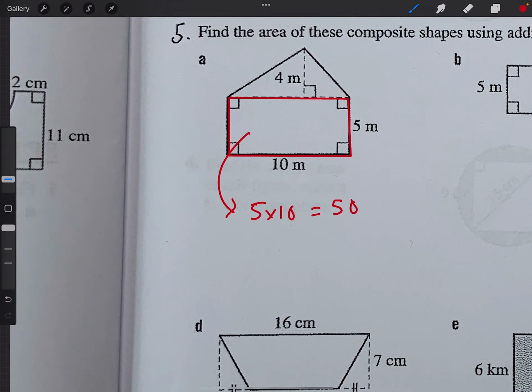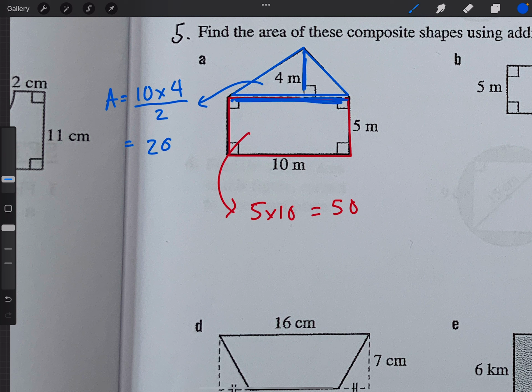The area of the triangle is equal to base, which is the 10. This is 10 units long, so 10 times the height, which is 4, and then divided by 2 because it's a triangle. Now 10 times 4 is 40. 40 divided by 2 is 20. So the area of the triangle is 20.